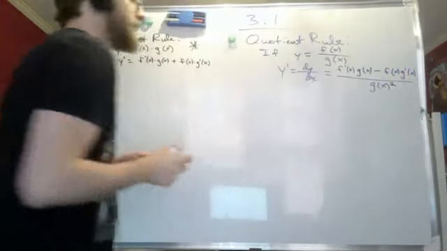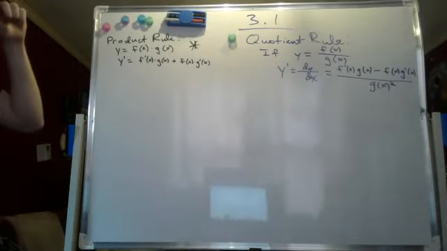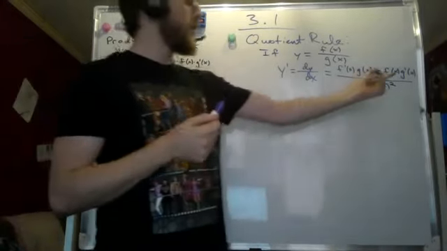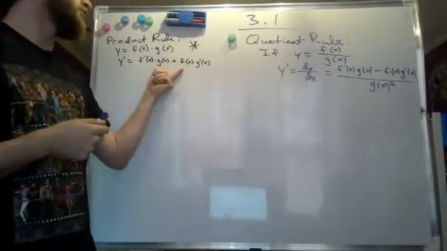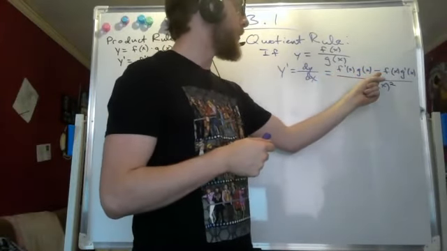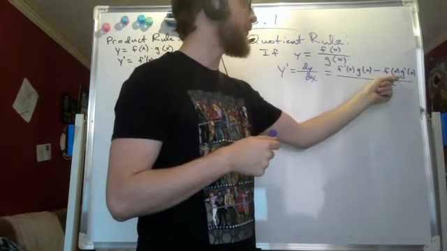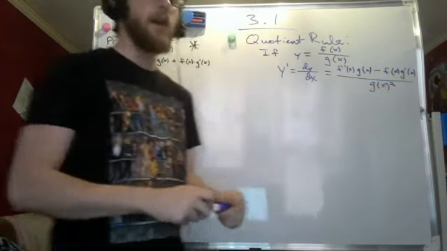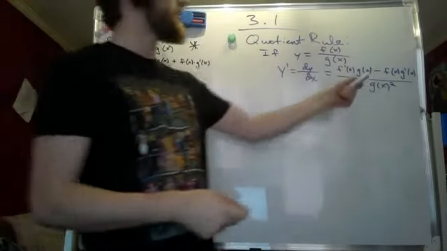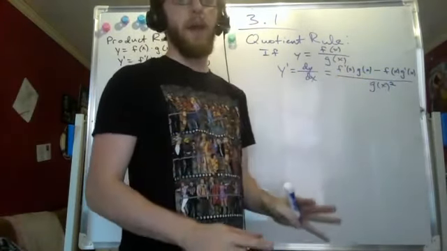2. G of x squared. So at first glance, the numerator here is kind of similar to our product rule, right? We take the derivative of the first times the second, and then we subtract the first times the derivative of the second. Now, keep in mind here, because this is a negative in the middle, the order here does matter.